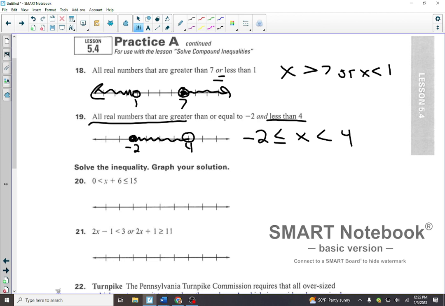Wait, I have a question. Why is it filled in for 7? That was a mistake. It should not be filled in. Oh, okay, I was just very confused on that. Great job.